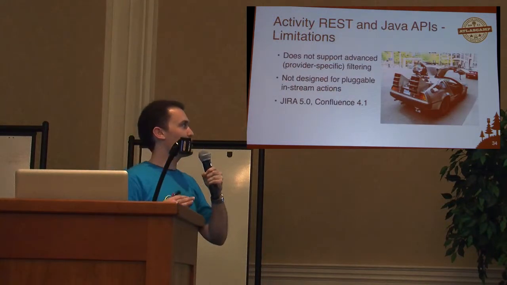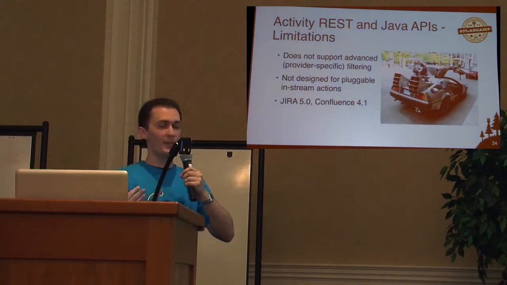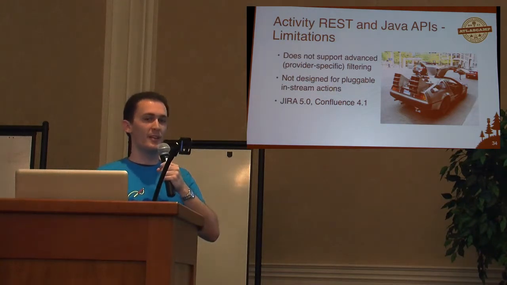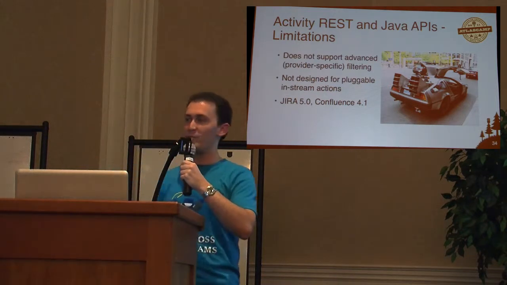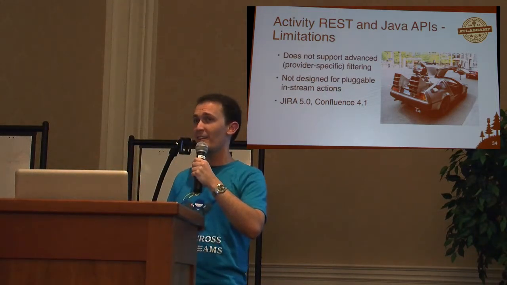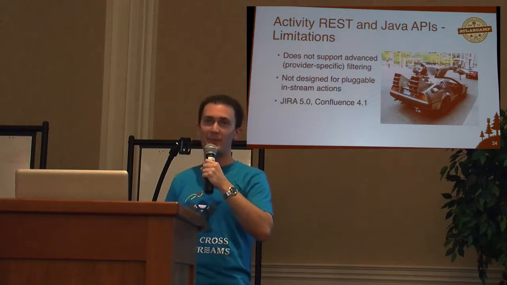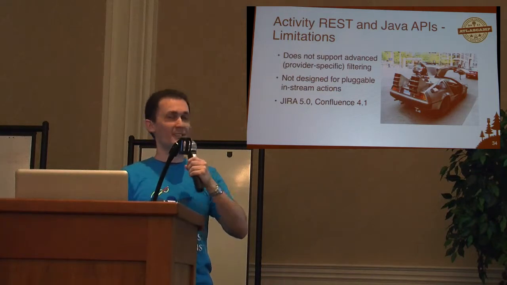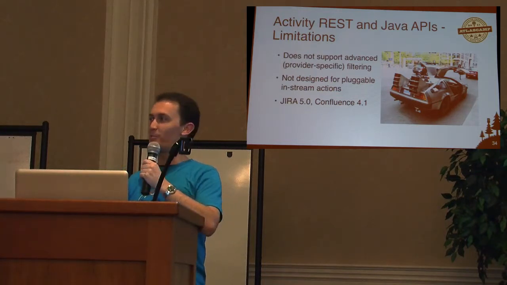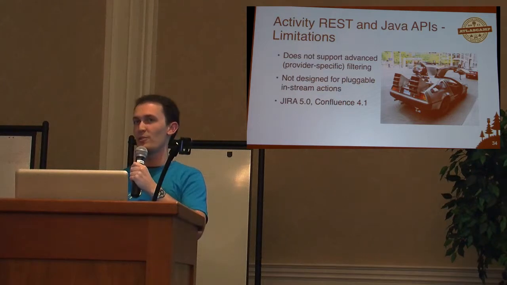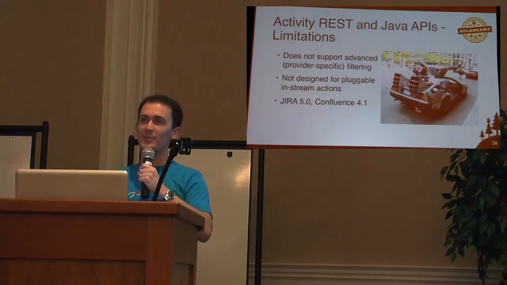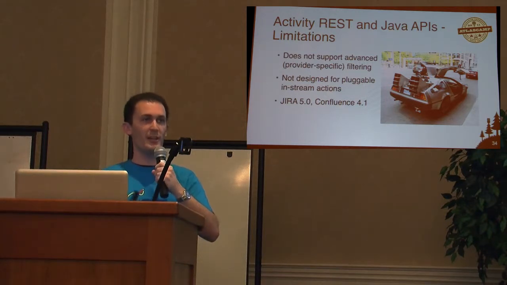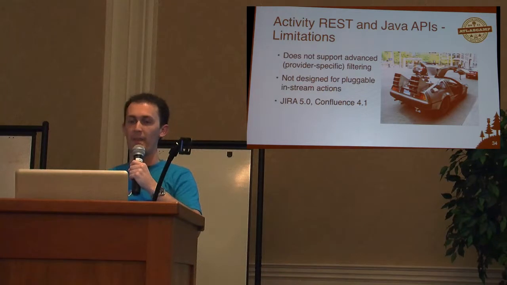So these APIs are awesome. However, like I said earlier, they don't support the advanced provider-specific filtering. Additionally, they're not really designed for pluggable in-stream actions. Technically, it is possible to implement in-stream actions for your streams entries produced with these APIs. However, because you don't have complete control over how the streams entries are created, it's very difficult to create solid, cohesive in-stream actions. So if you want to do so, I'd highly recommend the provider plugin API.